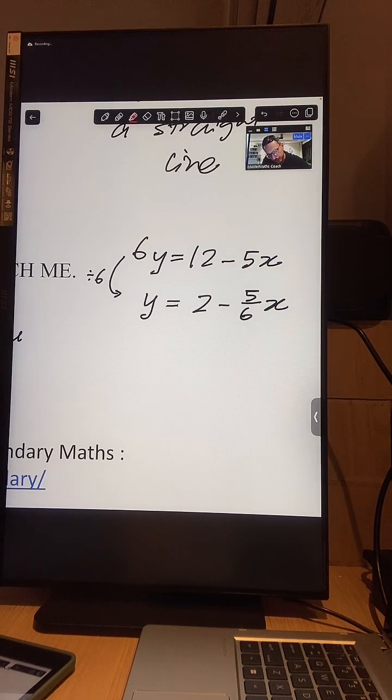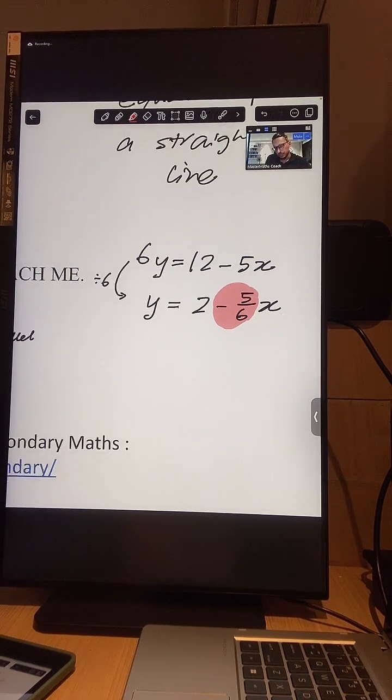Let me highlight this in red. This thing here is your gradient. Any line that is parallel to this line must have the same gradient. What gradient will that be? Minus 5 over 6. Okay?